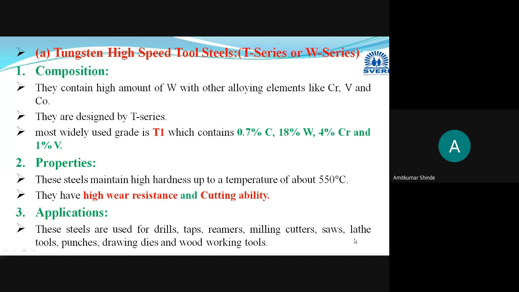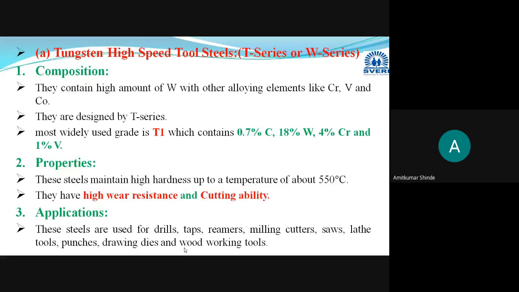Different types of tools which we are using in lathe machines for different operations, and different types of punches and drawing dies, then different types of tools which we are using in woodworking. All these are manufactured with the help of these high speed tool steels. It may be tungsten high speed tool steel, or it may be molybdenum high speed tool steel. Properties and applications are the same in both types. Depending on our need for the properties, we can change their compositions.